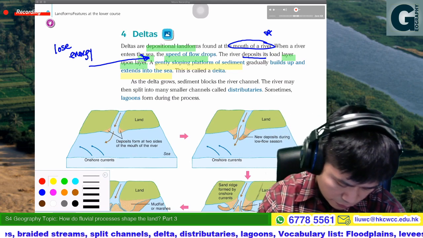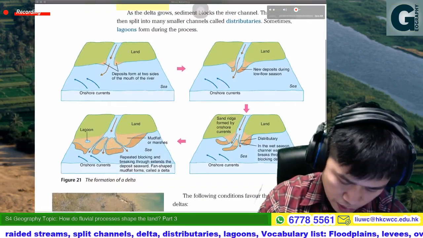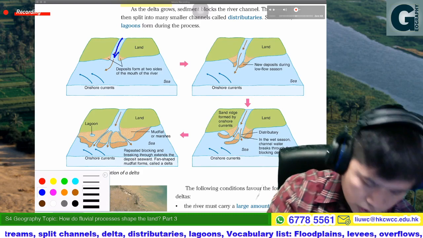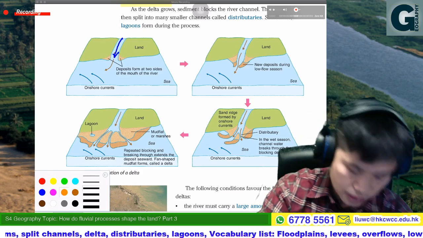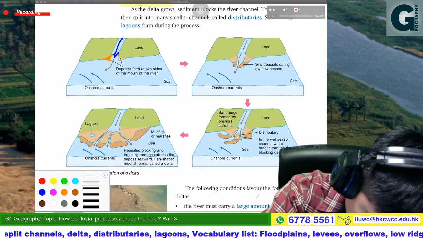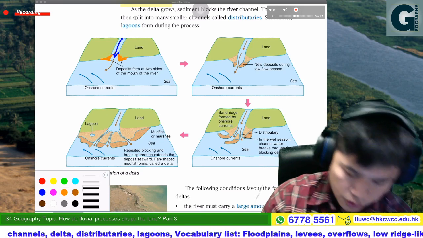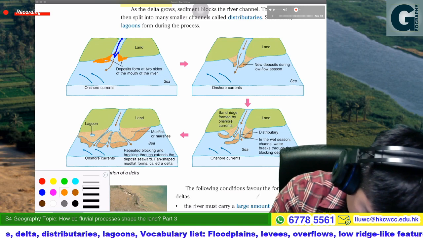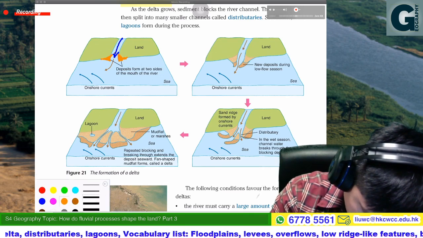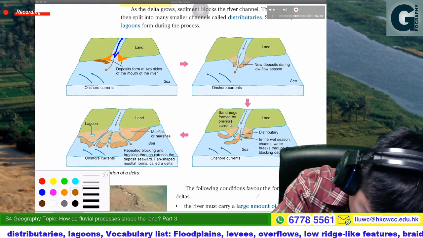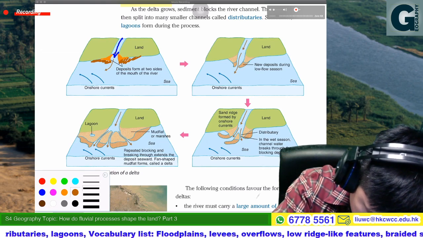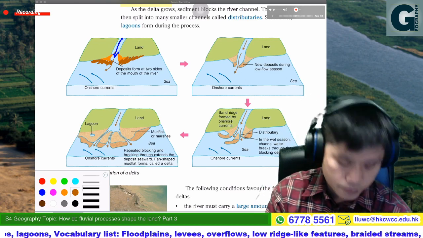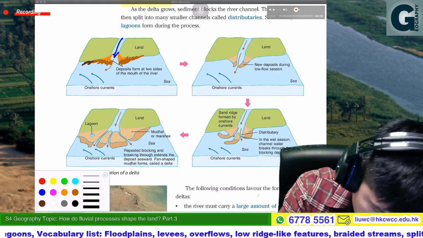So you may have a look at the figures here. You can see that when the river flows to the sea, deposition may occur at this place, at the river mouth, layer upon layer. So there could be more in the future.